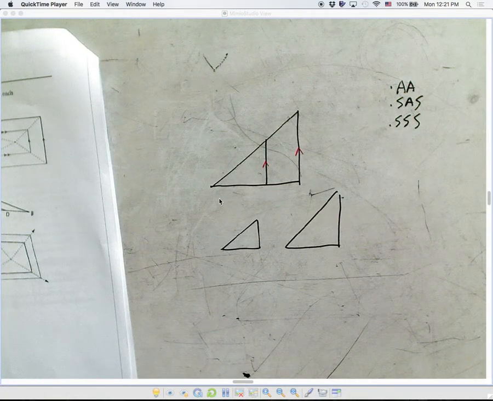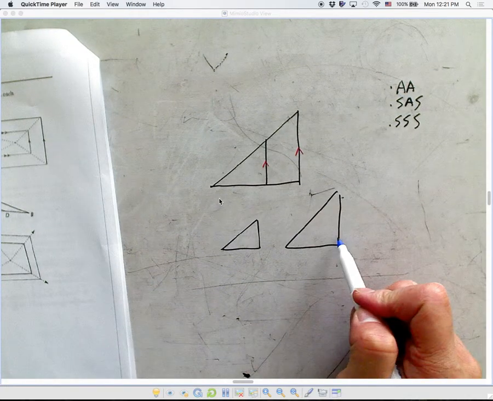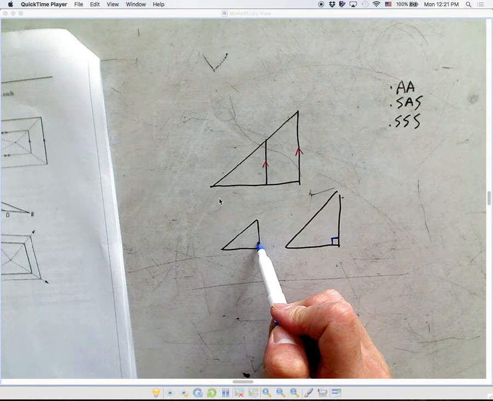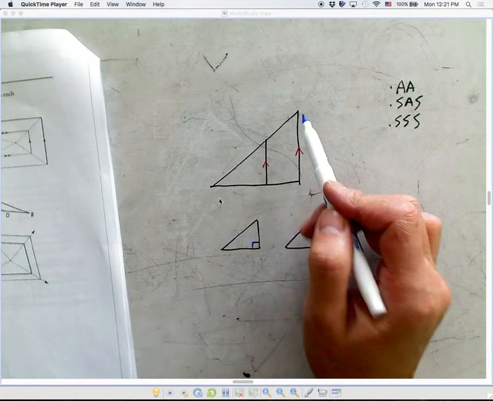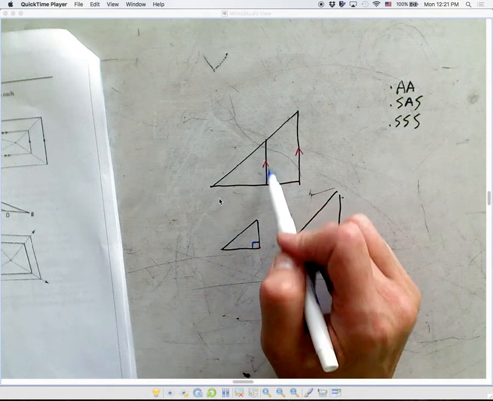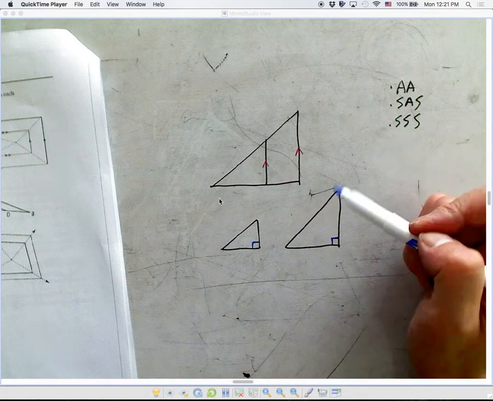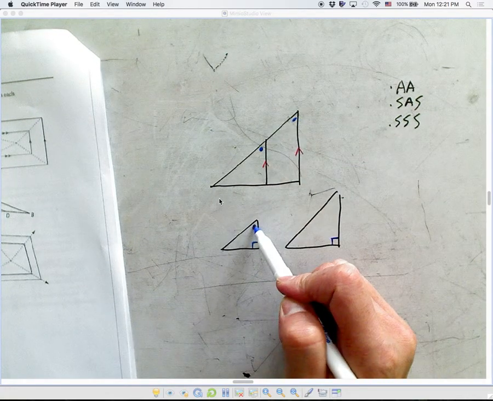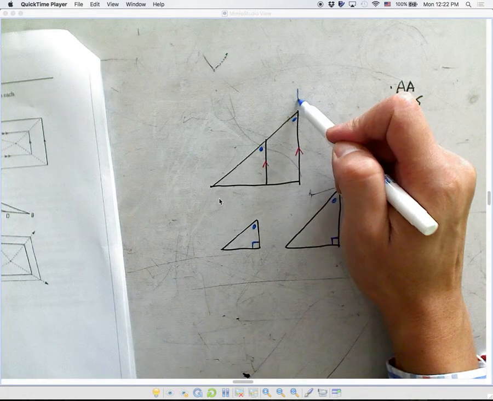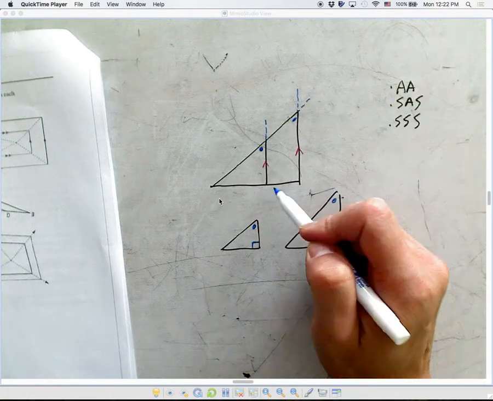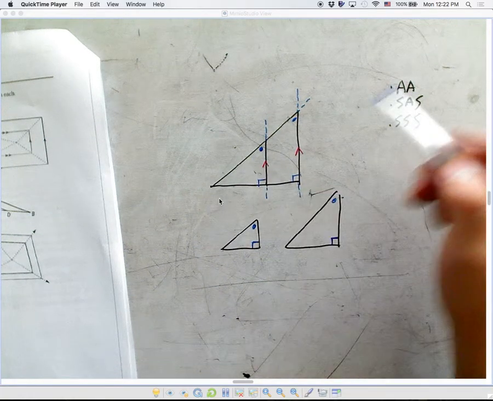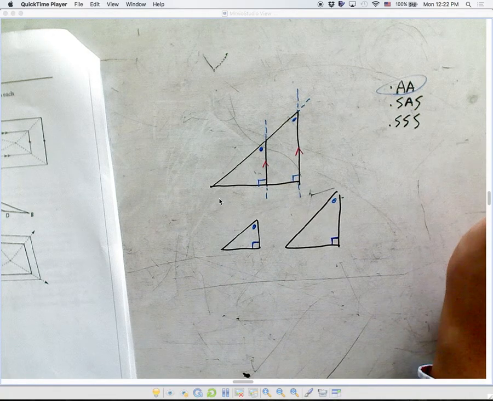So what do we know about these two triangles? Well, since this is a rectangle, we know this is 90 degrees. And since this angle is also 90 degrees because of the parallel lines and transversal, right? Likewise, this angle and this angle are congruent because of the parallel lines and transversal. Now we know we have AA, so these are scaled copies.